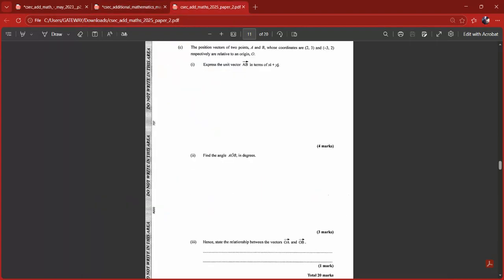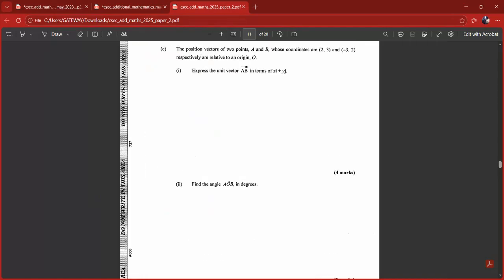So I'm just going to run to the last question here quickly, just to get this topic out of the way. So we have part 3 in the 2025 paper here. They say the position vectors of two points A and B, coordinates A is (2, 3) and B is (-3, 2), respectively and relative to the origin O. Express the vector AB in this form, which is the Cartesian form.